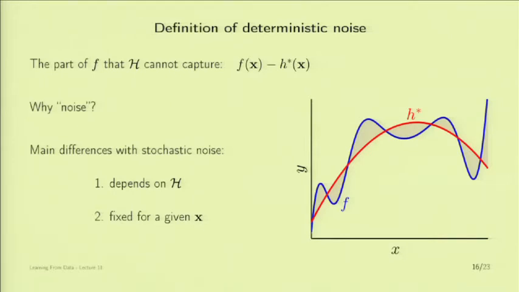So if you look at the difference between H star and f, the difference is the part which I cannot capture, because the best I could do is H star. So the remaining part is what I am referring to as deterministic noise, and it is beyond my ability given my hypothesis set. So that's why they are the same in the sense of unreachable as far as my resources are concerned.